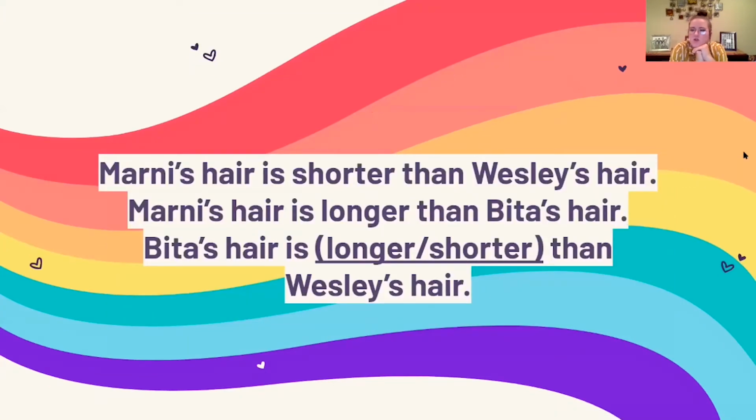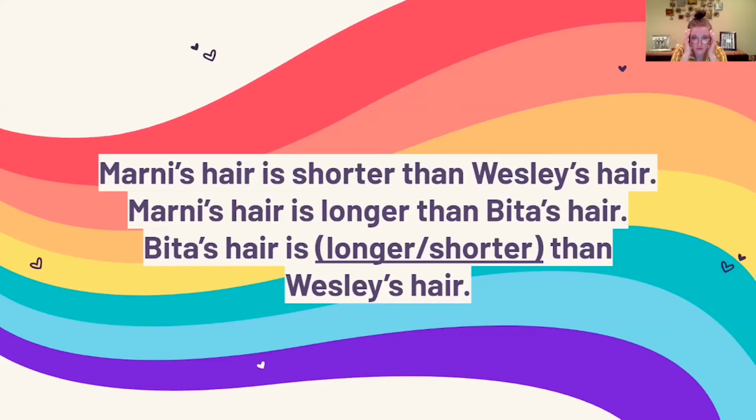Marnie's hair is shorter than Wesley's hair. Marnie's hair is longer than Bita's hair. Bita's hair is longer or shorter than Wesley's hair. Let that sink in. Brainstorm that. That's a lot of information. So what is the most important thing we have to be looking for?